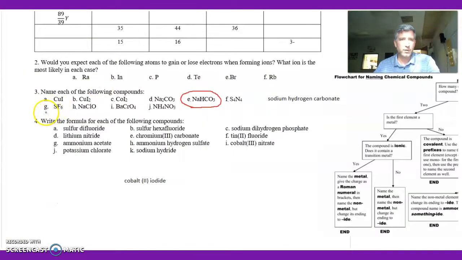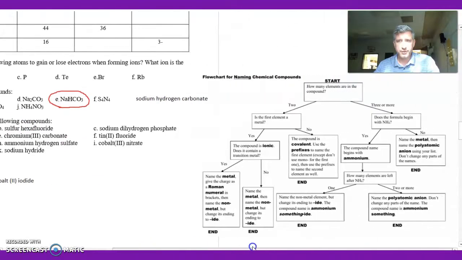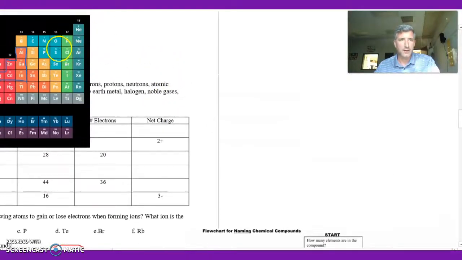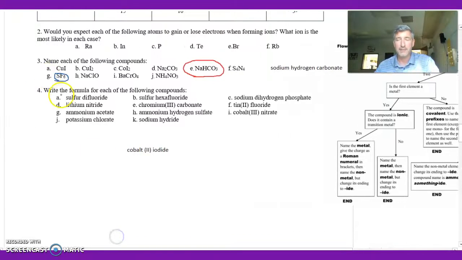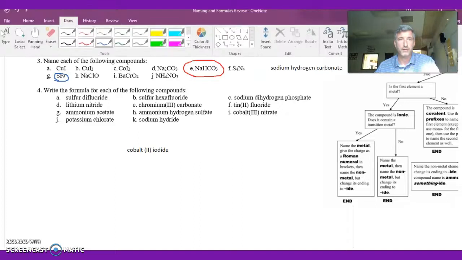Okay, last thing here, what if we have a situation like SF6? All right, let's go back to our flow chart. How many elements are in the compound? 2, sulfur and fluorine. Is the first element a metal? No, sulfur is not a metal. It comes from the upper right of the periodic table, so those are nonmetals. The answer is no. It says use prefixes to name the first element, except don't use mono for the first one. Then use the prefix to name the second element as well. They didn't say this, but the second element should also end with "ide." And by prefixes, we mean the Greek numerical prefixes.